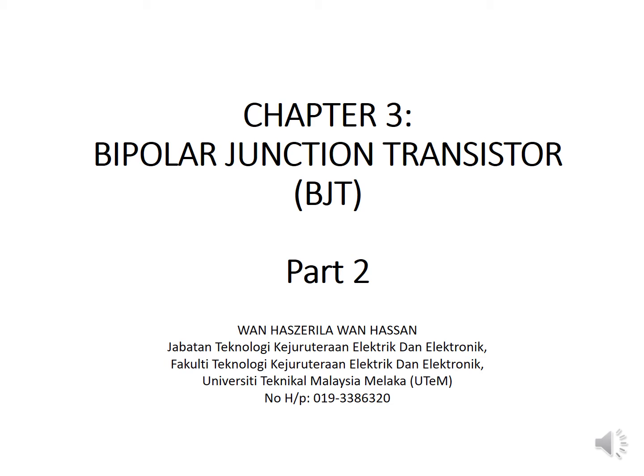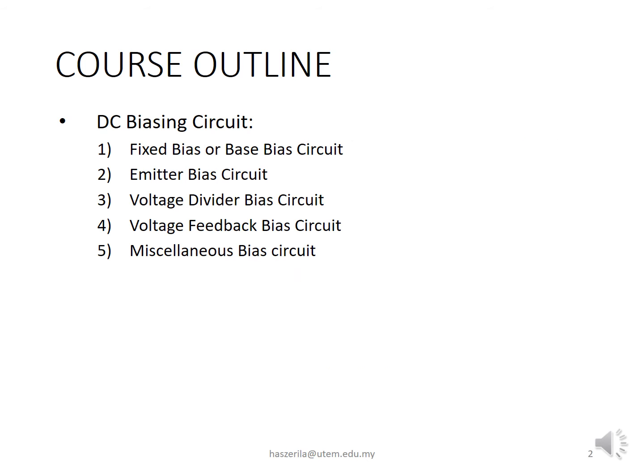So we continue our chapter 3, which is the Bipolar Junction Transistor part 2. The course outline for this lecture is DC biasing circuit, which are the phase bias or base bias circuit, emitter bias circuit, voltage divider bias circuit, voltage feedback bias circuit, and the last part is the miscellaneous bias circuit.